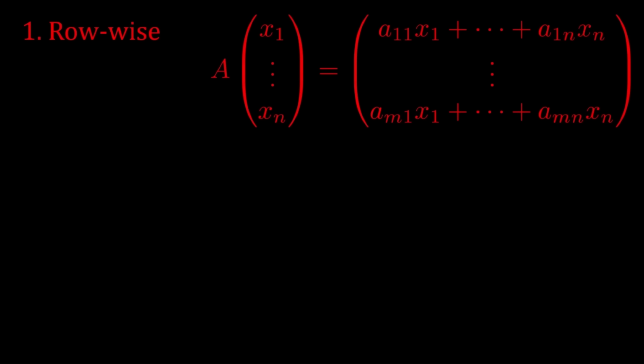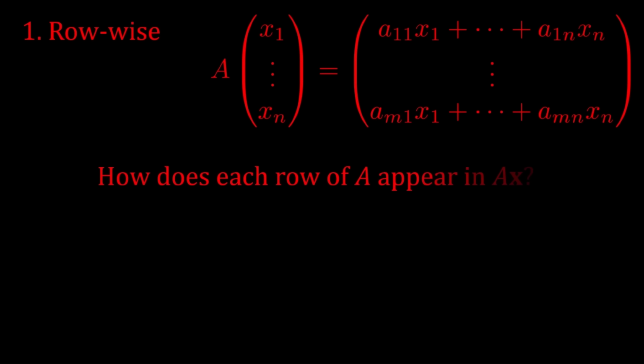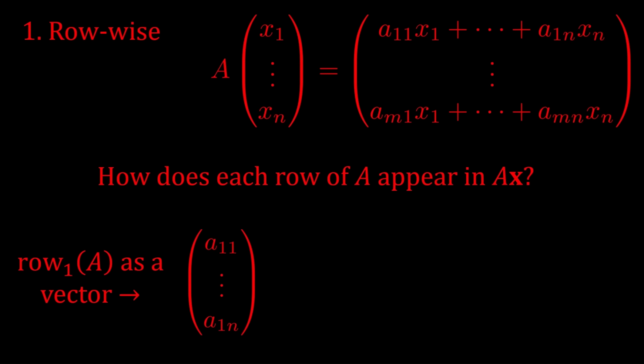So, how does each row of A appear in the output Ax? Well, let's look at row 1. As a vector, it looks like this, right? But how does it appear in Ax? Well, it appears in a sort of weird way. It appears as the sum of the entries of this row, but with x's being multiplied, and then you add them together. It's a bit weird, right? But where have you seen this idea before?